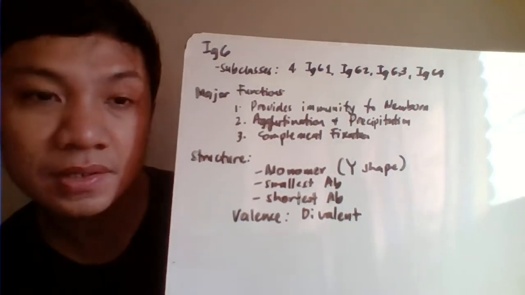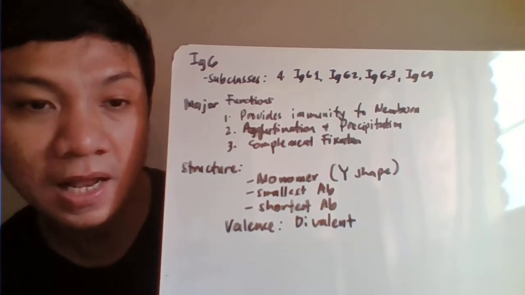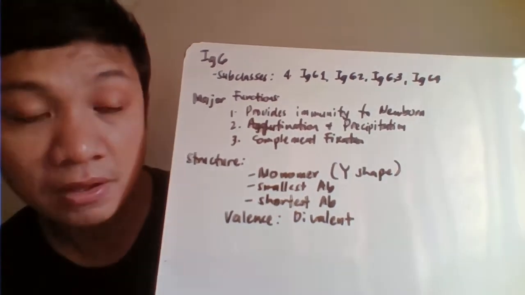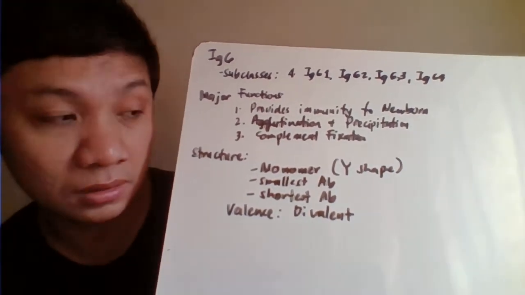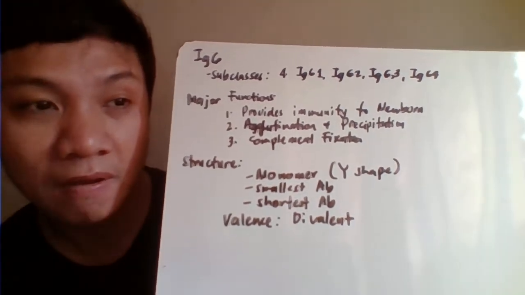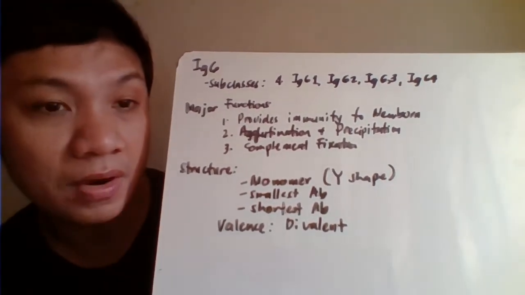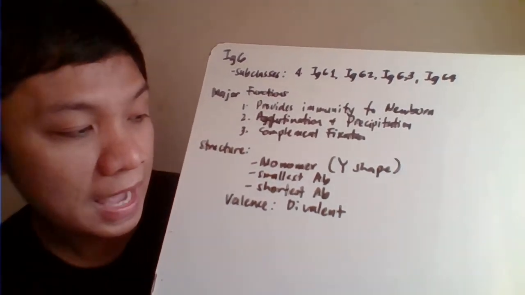Okay, for the structure, this is just a monomer, so a typical Y-shaped antibody, and therefore it only has your two valence or two binding sites for your antigen. So that's your divalent.